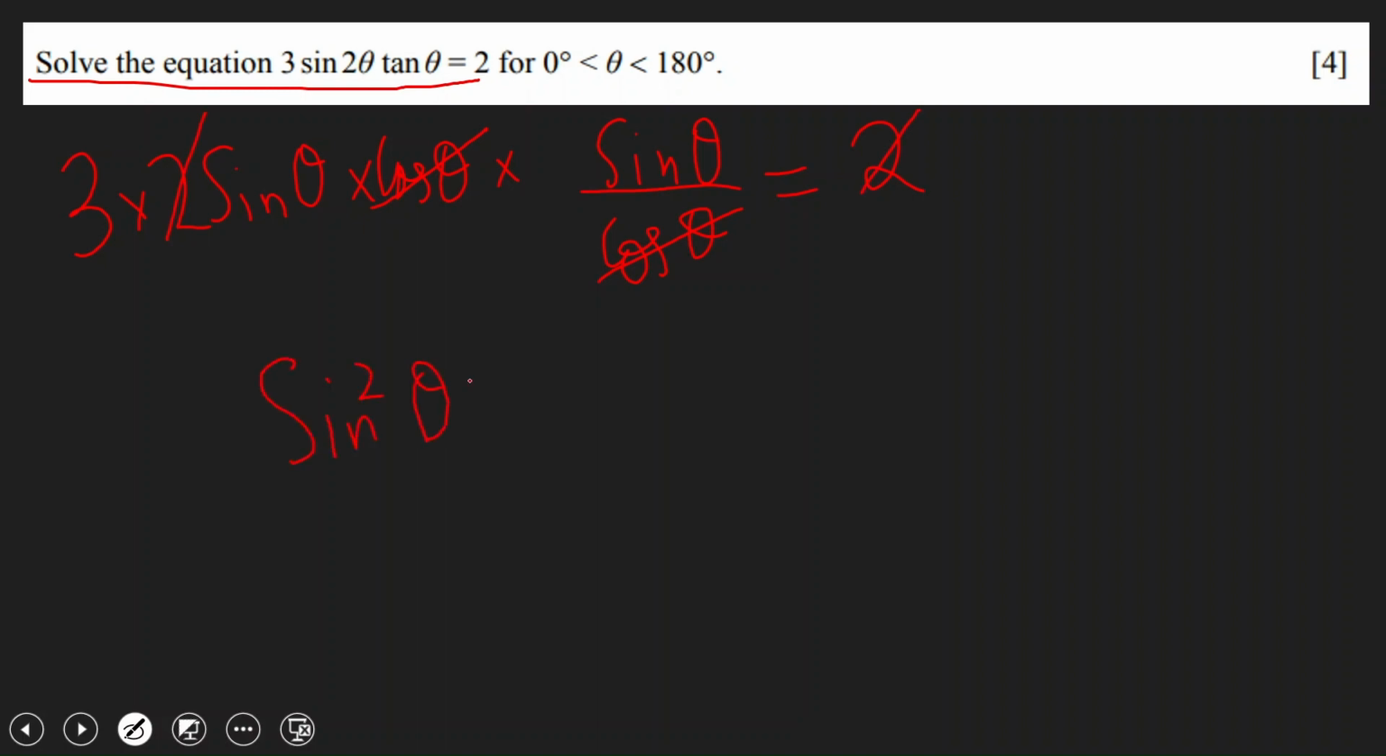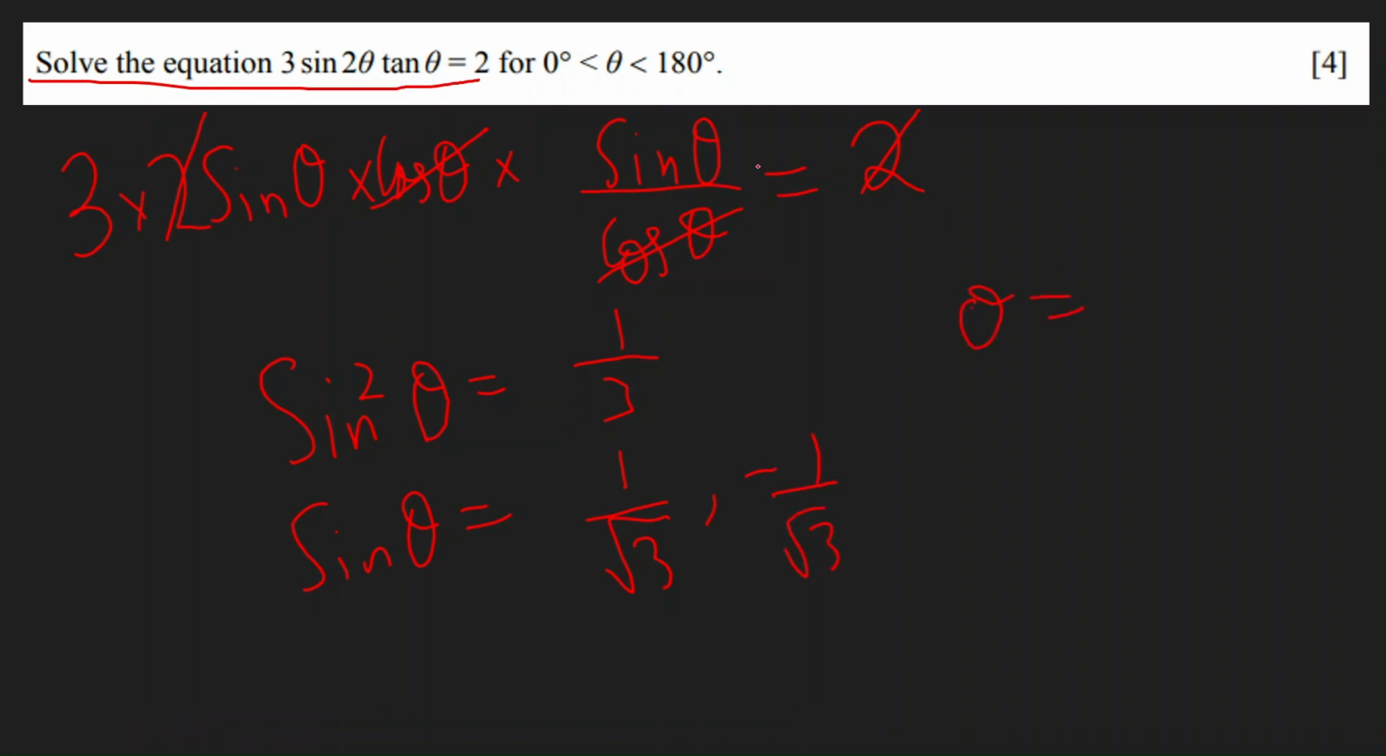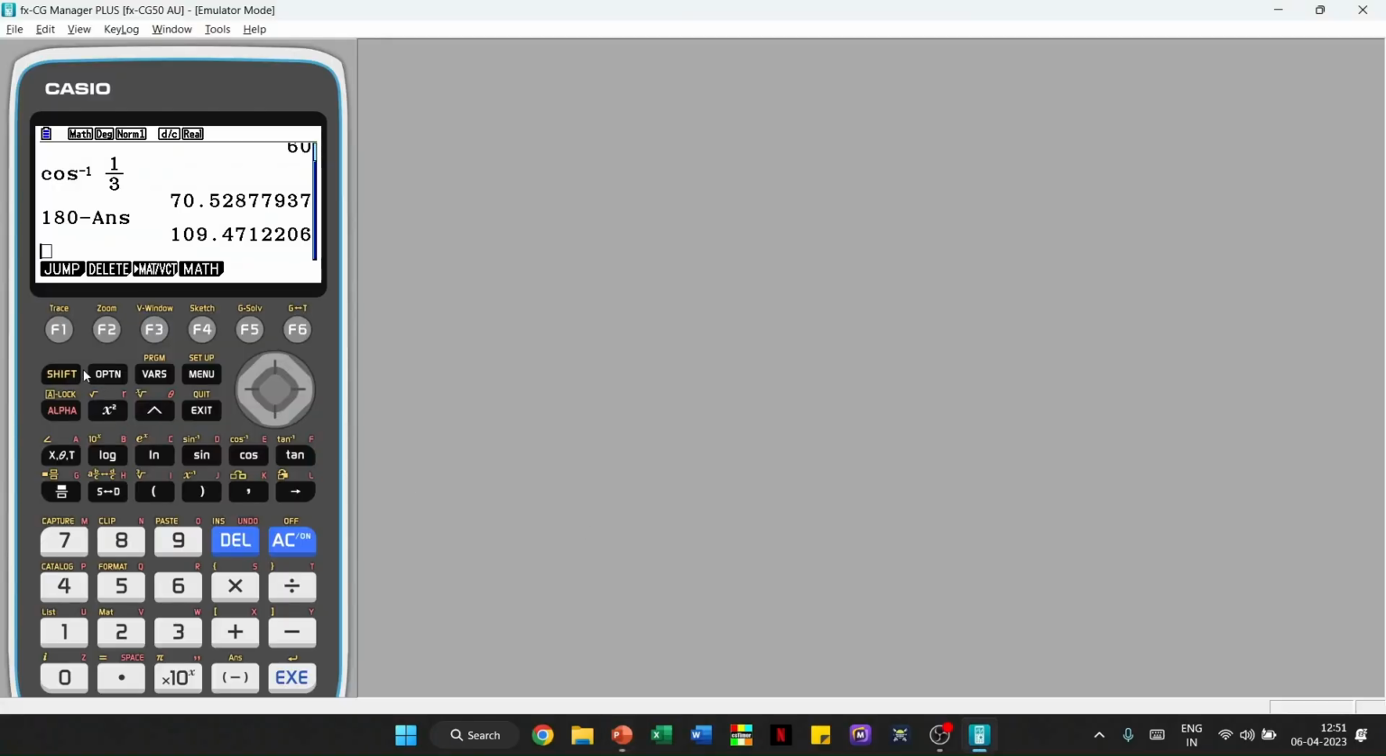theta is equal to what? 1 by 3. So we get sine theta is equal to 1 by root 3 and minus 1 by root 3. So using that, we can get theta, again the domain is 0 to 180 degrees. So let's go. Theta is equal to sine inverse of 1 by root 3. So we get sine inverse of 1 by root 3, which is going to be 35.26.